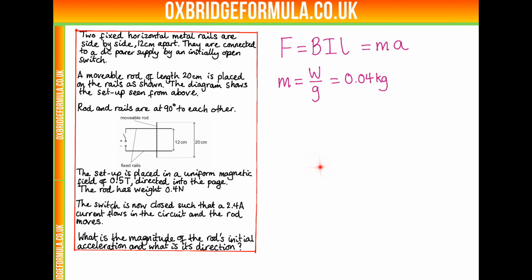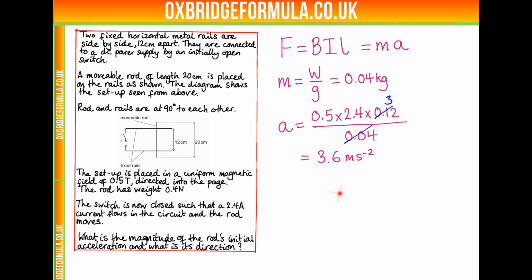So we have acceleration is 0.5 times 2.4 times 0.12, 12 centimeters, divided by 0.04. Doing some simple cancellations, the 0.04 and 0.12 divide to give you 3. And then the answer for the acceleration is 3.6 meters per second squared. So we've got the magnitude of the acceleration. So now what is the direction?